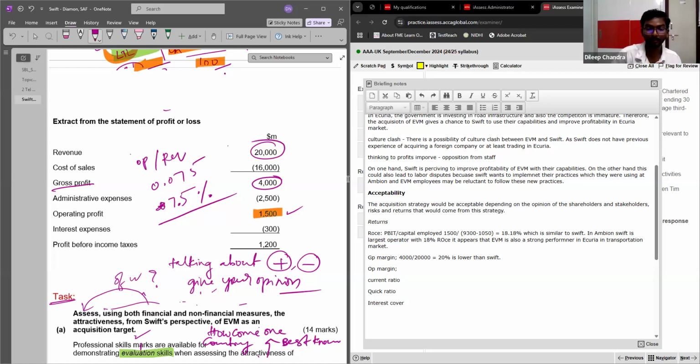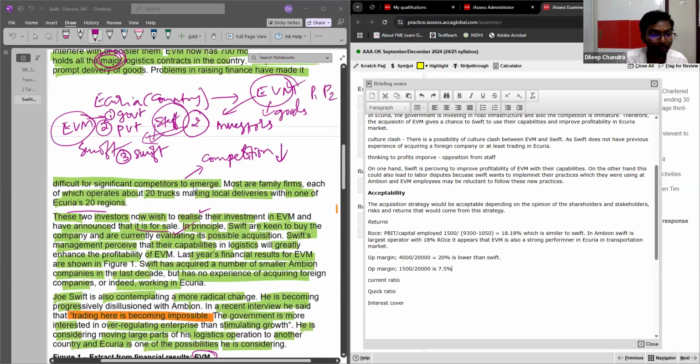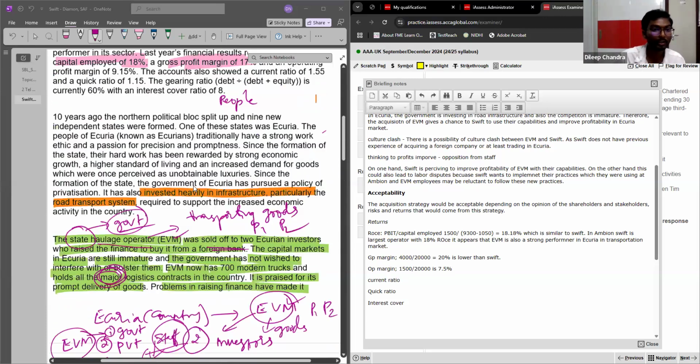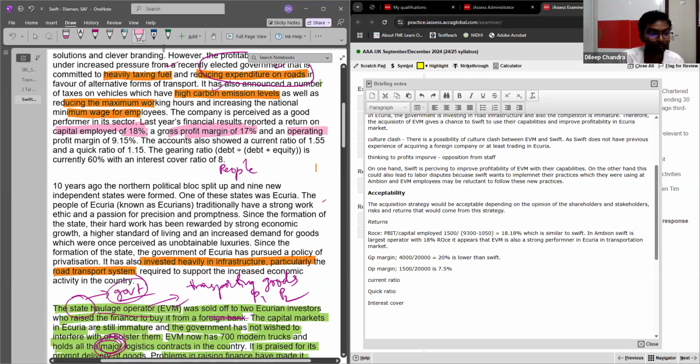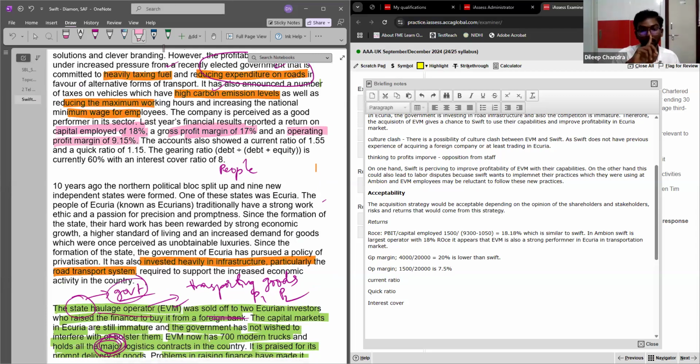Where is this operating profit? 1500 again. 1500 divided by revenue of 20,000 is 7.5%. I'll compare with Swift. How much is Swift's operating profit margin? 9.5%. Oh, Swift has a higher operating profit margin. Okay.